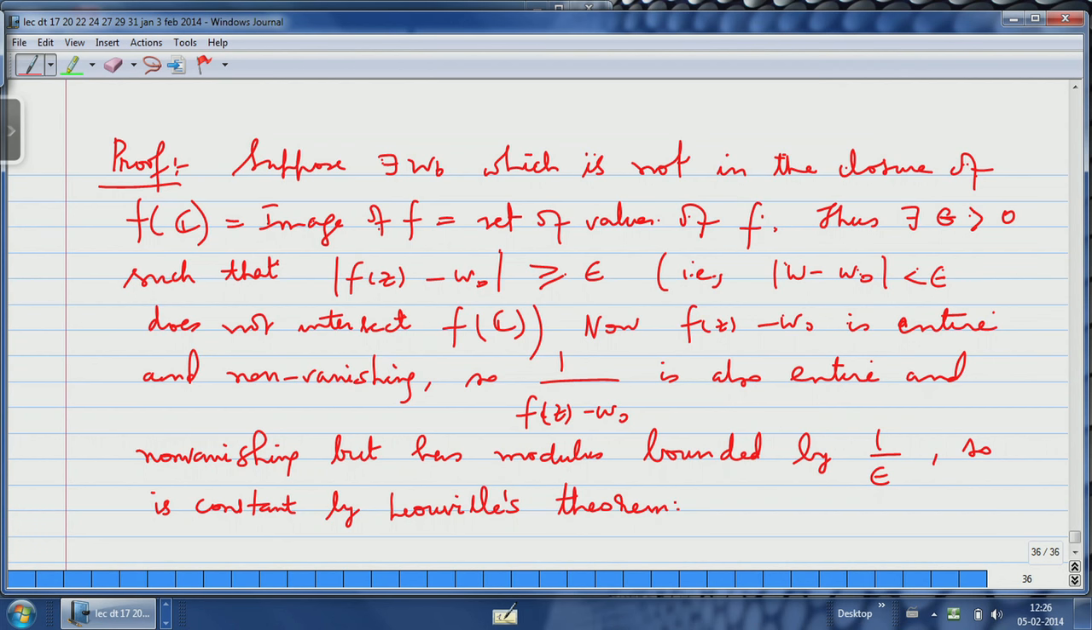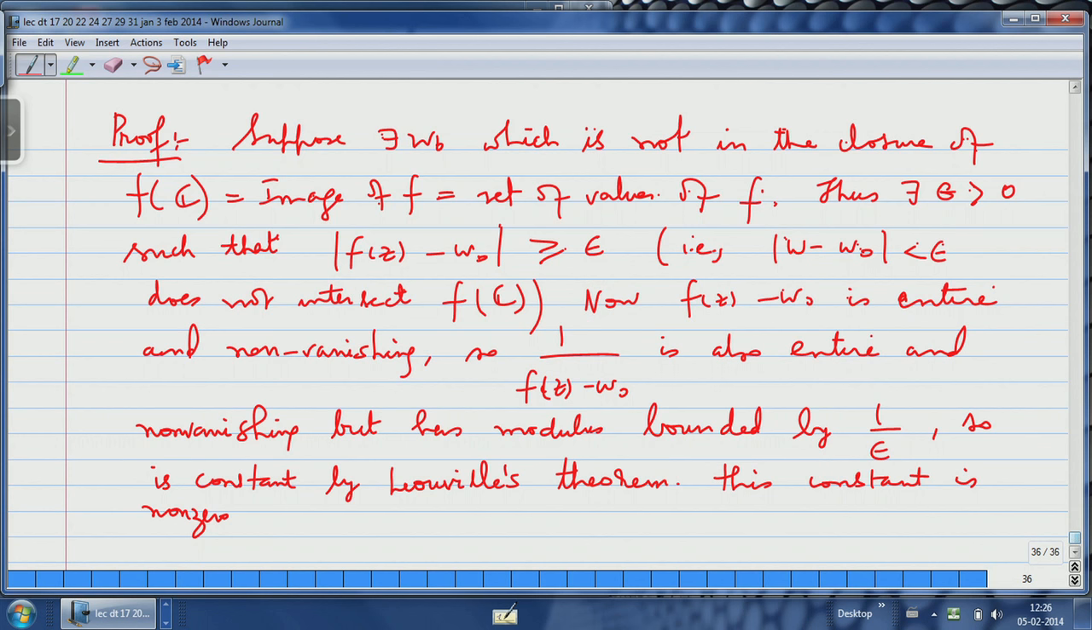And of course the fact that 1 by f minus w naught doesn't vanish will tell you that this constant cannot be 0, because after all this constant is the value of the function itself. So this constant is non-zero because 1 by f(z) minus w naught is equal to that constant, and 1 by f(z) minus w naught never vanishes, and so f becomes constant, and that's the end of the proof.